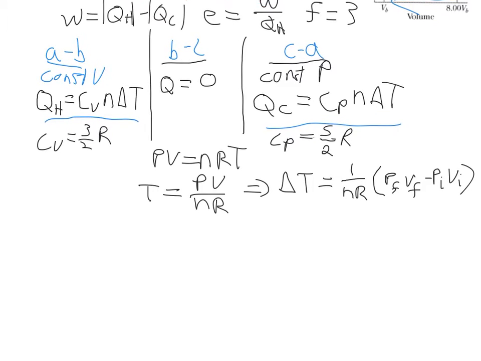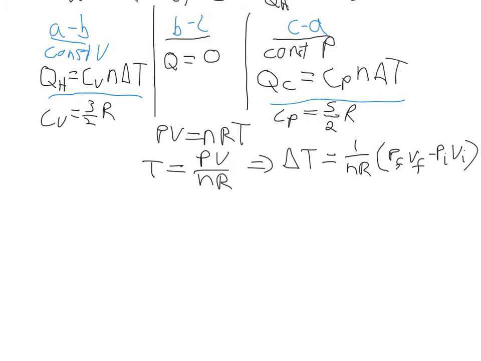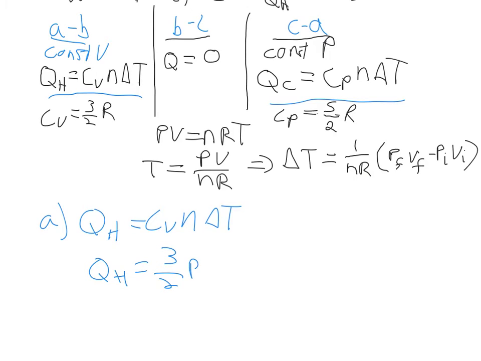So again, I'm going to keep moving down. What we're looking at in part A of this problem is when we're trying to find QH, and that's CV N delta T. So our QH is really just going to be equal to CV, which is 3/2 R, times N times delta T, which is 1 over nR, and then we're multiplying that by our P final V final minus P initial V initial.